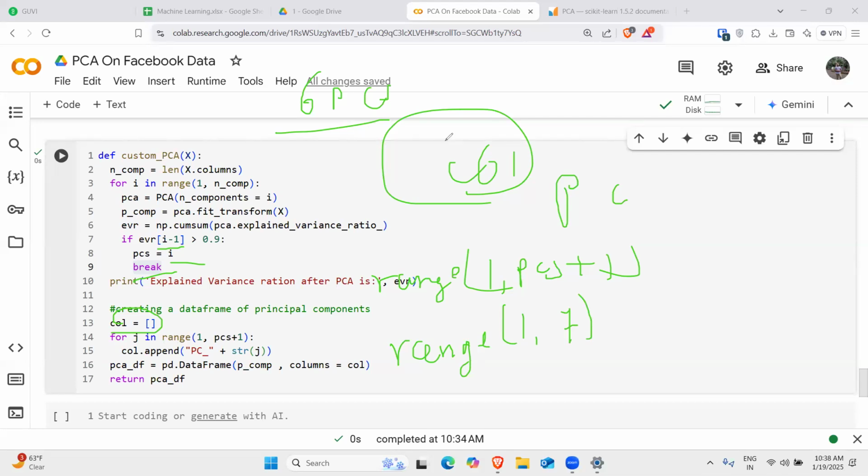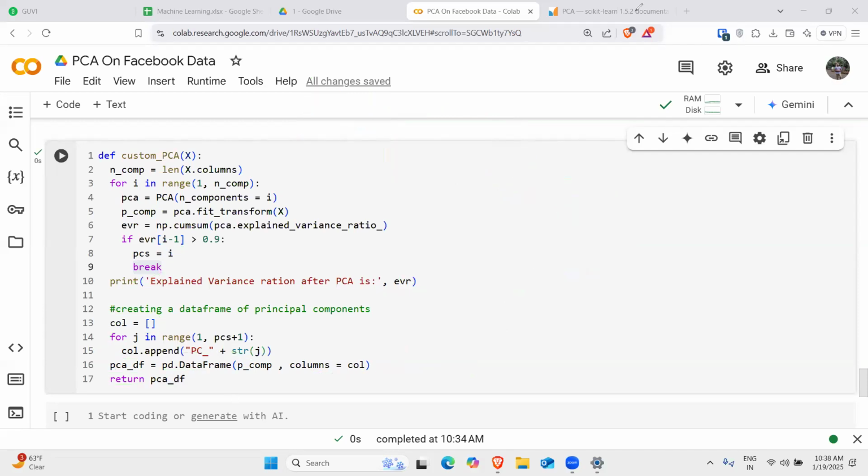And then I'm going to append this principal component as a string there, right? And PC underscore df is equal to pd.DataFrame, p underscore components, comma columns is equal to column, and then we'll return this PC df. That's what we are going to do.